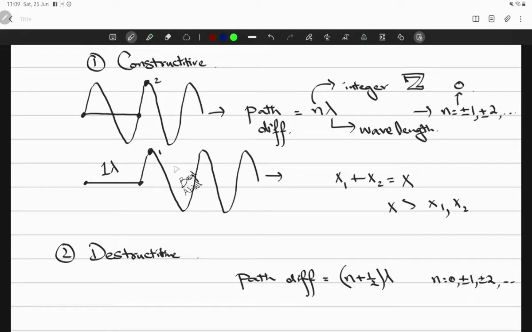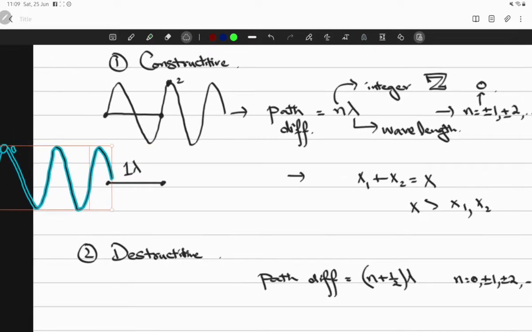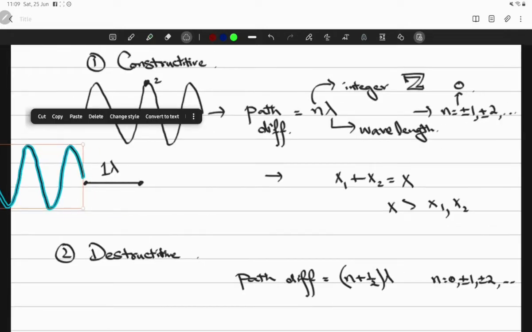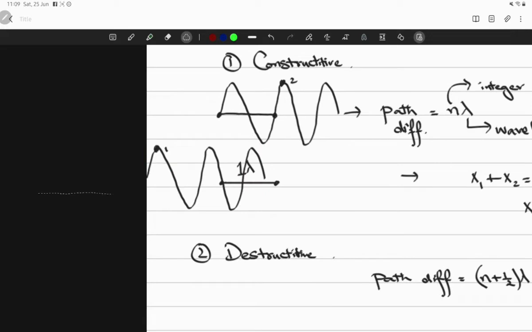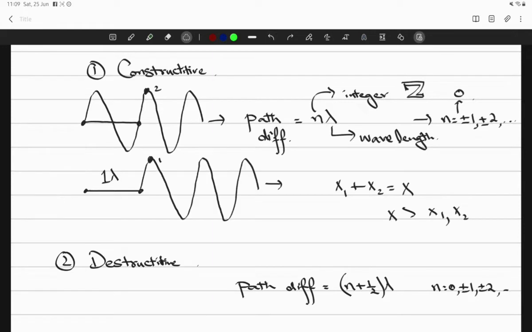So the minus just makes the second wave move in the negative direction, right? I cannot really draw it over here properly, but it would just move 1 lambda behind this wave. Okay, so that's what would happen if you have negative n.